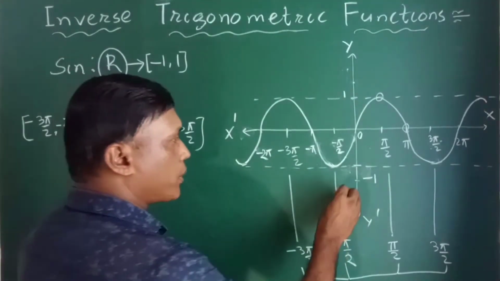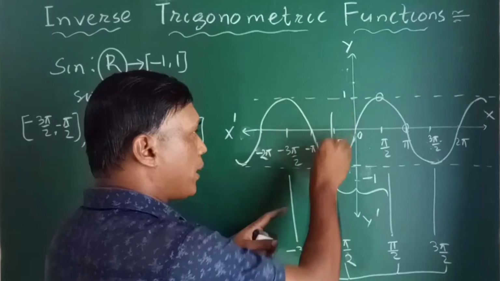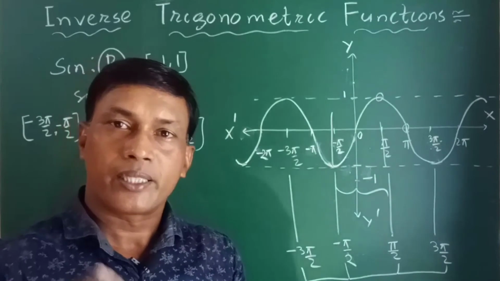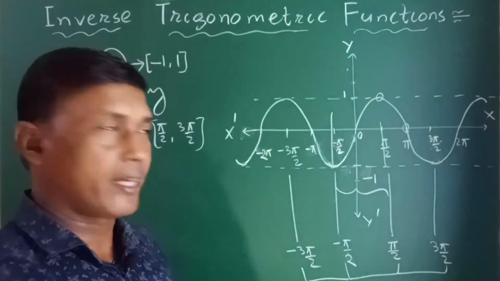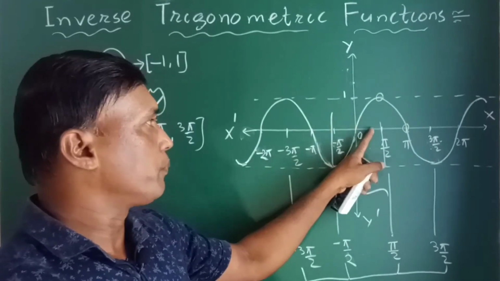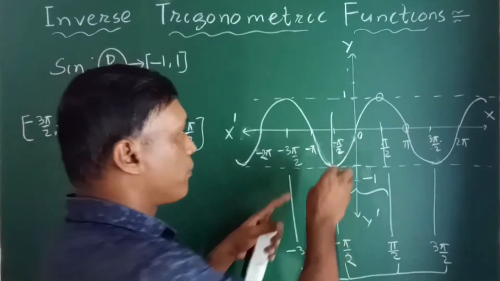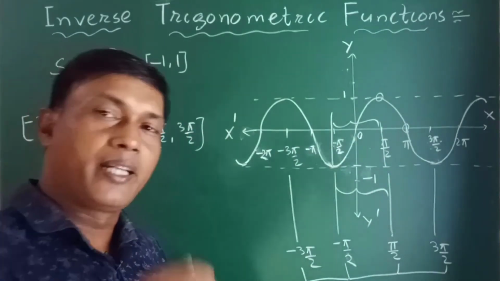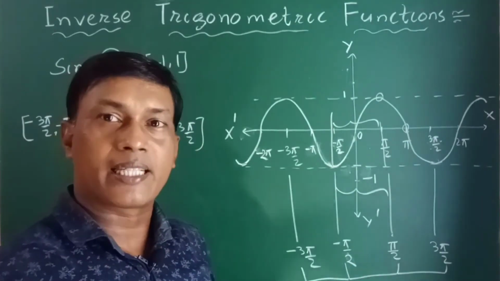Look here, if you consider the interval minus pi by 2 to pi by 2, you cannot find any two values which have the same image. Whatever values we take here, each one will have a different image. If you take 0, sin 0 is 0. If you take 1, sin 1 is another value. If you take 2, then sin 2 is another value. And if you take minus 1, then another value. That means in between minus pi by 2 to pi by 2, we will not get two values whose images are the same.